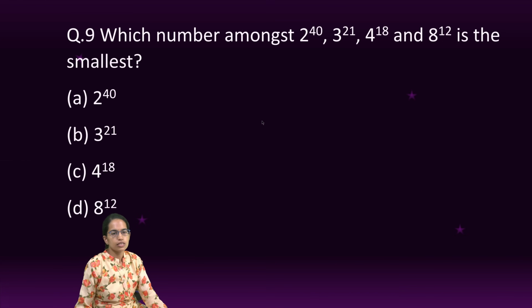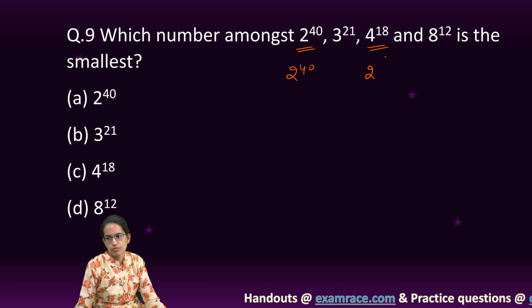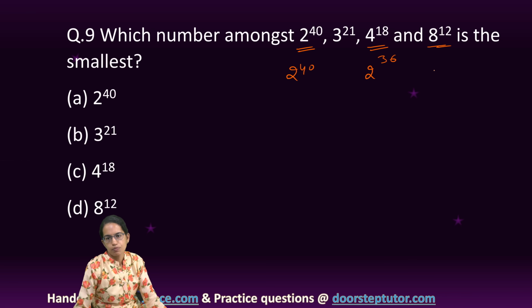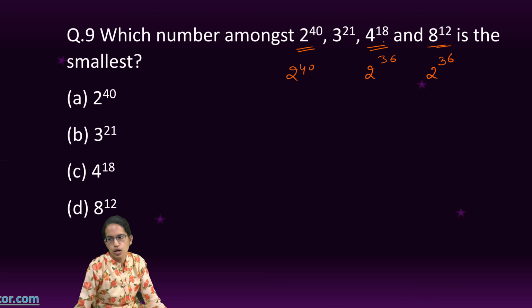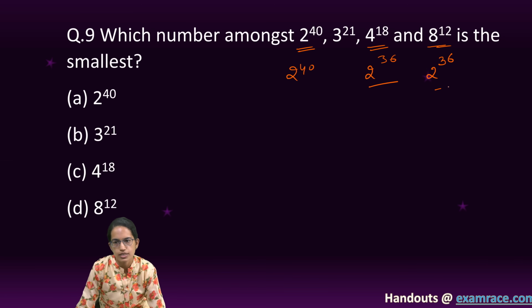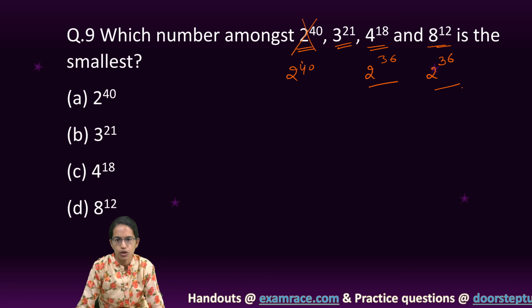The next question is, which is the smallest number? Very interesting problem. So it is 2 raised to 40. I convert it to the base 2, so it becomes 2 raised to power 36. And this becomes 2 raised to power 12 into 3, so this is again 36. So 2 raised to 36 and 2 raised to 36. Now this is the odd one out, so this cannot be smallest for sure.